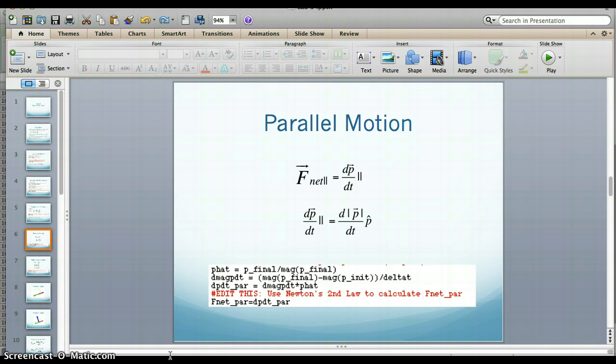So first let's examine the parallel component of momentum. All of the forces in the parallel direction cause the change in momentum in the parallel direction. Then the change in momentum over change in time in the parallel can be rewritten as the change in the magnitude of the momentum over time times p hat. And here we see all of this written in computer language.